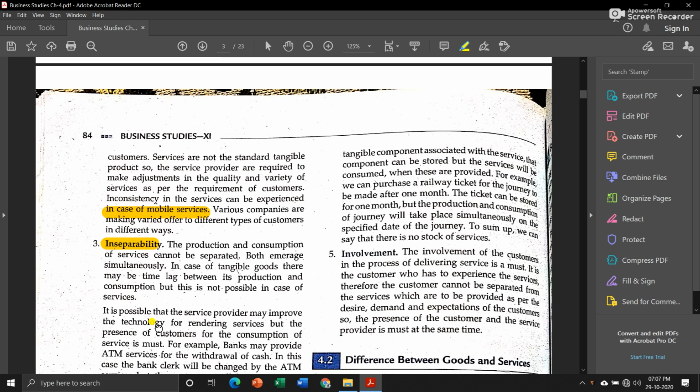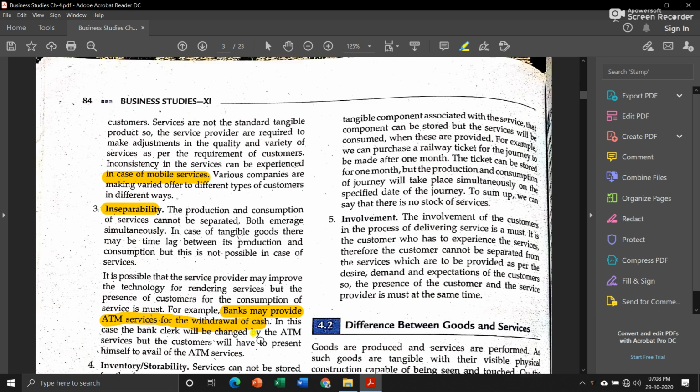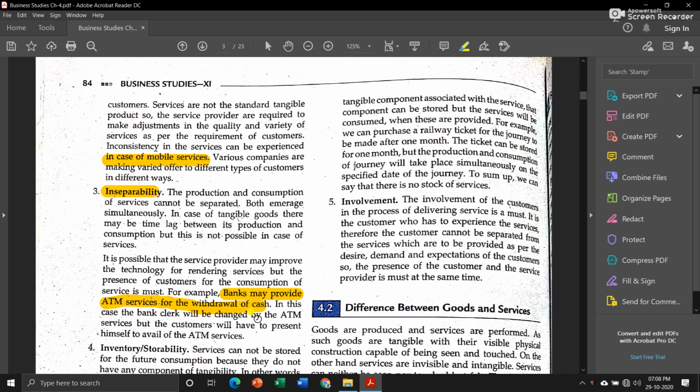Now production I have done already, but it depends upon you whether you consume it at the same time or not. So it depends upon me. Like I have used technology and I'm rendering my services in such a way that consumption can take place in the future as well. Now in your book they have given an example like banks, they are providing their ATM services of withdrawal of cash. They will open ATM booths in some places, but it depends upon the customer at what time they want to go into that ATM booth and when they want to withdraw cash.